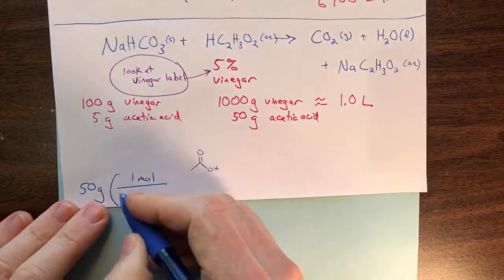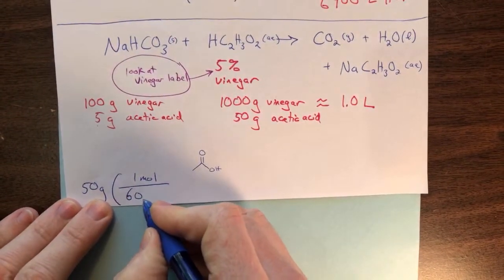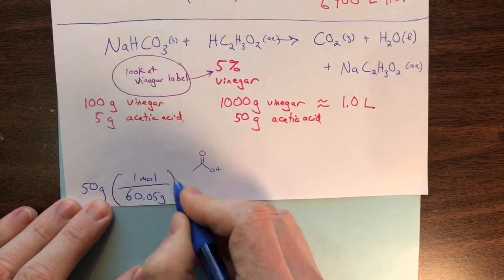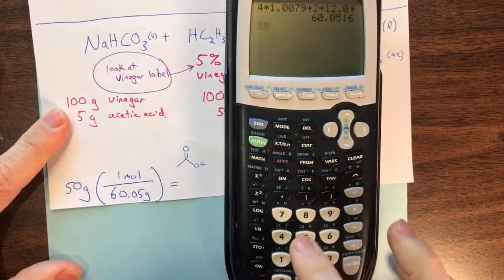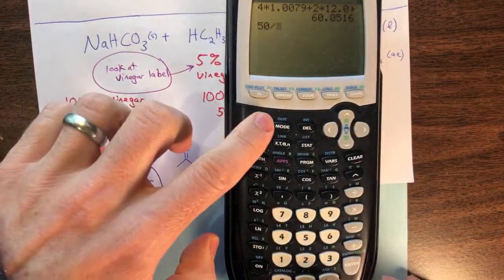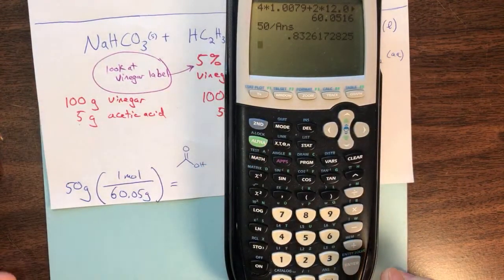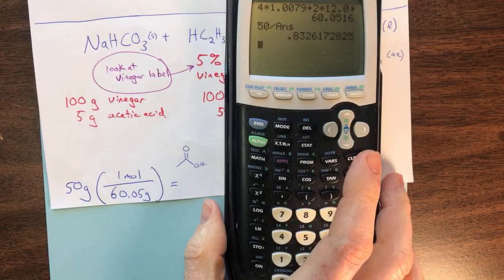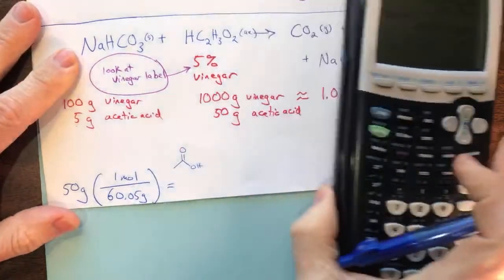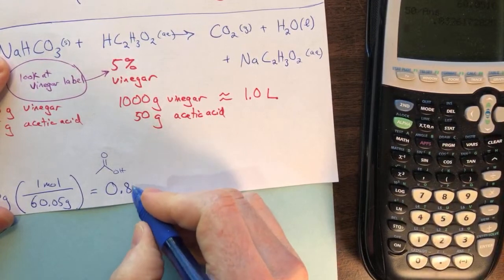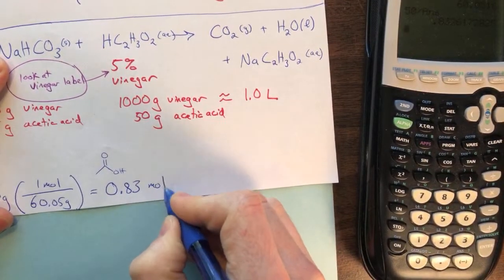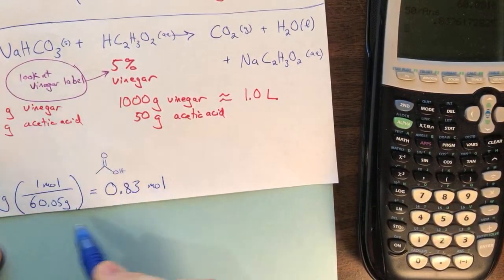So let's go ahead and use that. 60.05 grams is our molar mass. So this is going to be 50 divided by that number, 60, is 0.83. Okay? So that's going to be 0.83 moles. But we already said, so this is our number of moles.